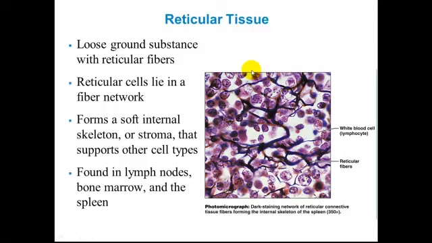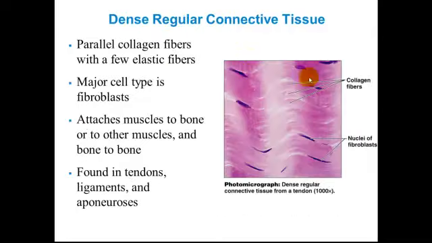Now in all three of these, we saw that these had a loose organization. Please compare that to the dense regular connective tissue. Now this is our example of a dense connective tissue proper. Here we have collagen fibers. Those collagen fibers are organized in a very regular pattern.